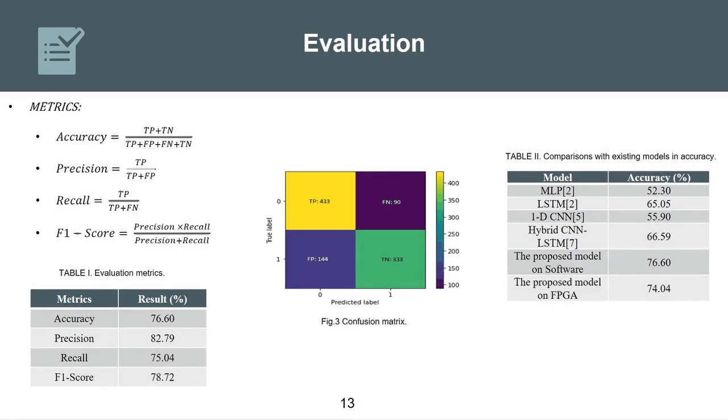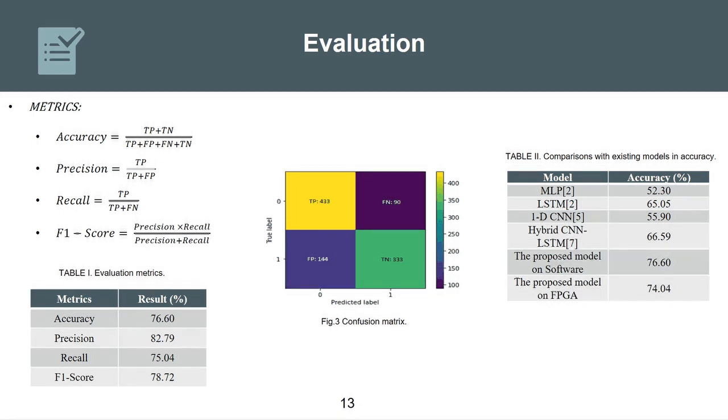To compare the accuracy of our model and other forecasting models, we select some related models, train them with our data, and compare their accuracy with the accuracy of our presented model. This comparison was made with the MLP, LSTM, 1D CNN, and hybrid CNN-LSTM models. And as you can see, our model is more accurate than the other models.